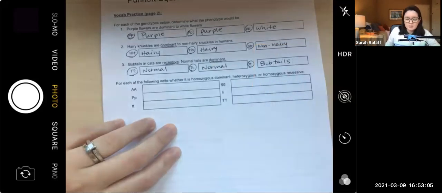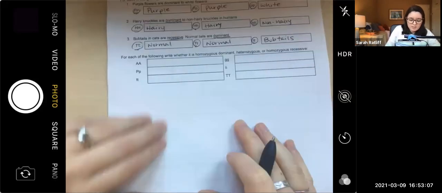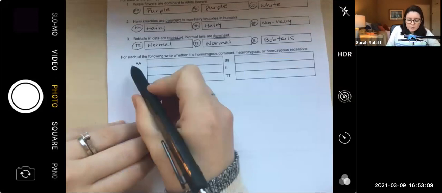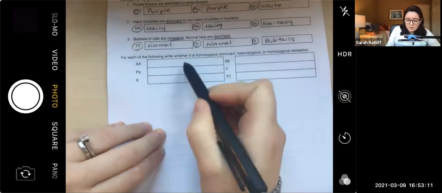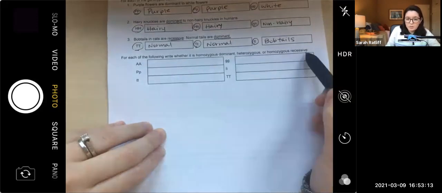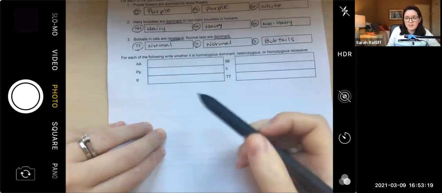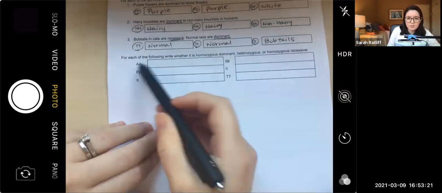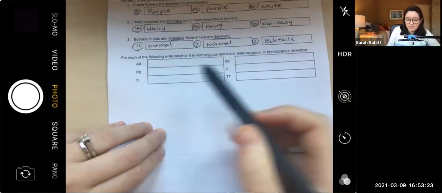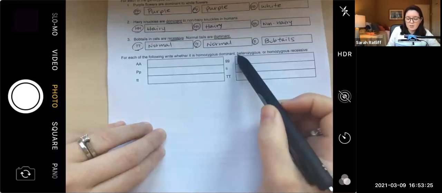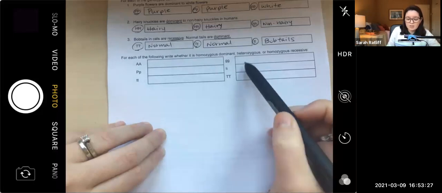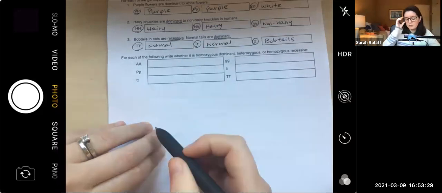Great. Now let's move on down. For each of the following, write whether it is homozygous dominant, heterozygous, or homozygous recessive. So once again, homozygous means the same. Homo means same. Zygous means the zygousness of the two alleles that are present. Heterozygous, hetero means different. They will have different capitalizations in their genotypic letters for alleles there.